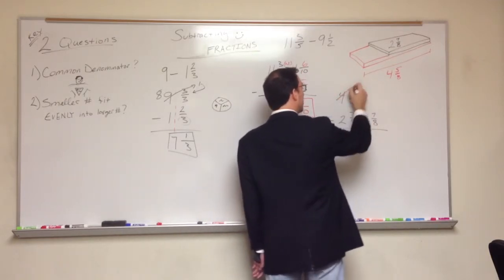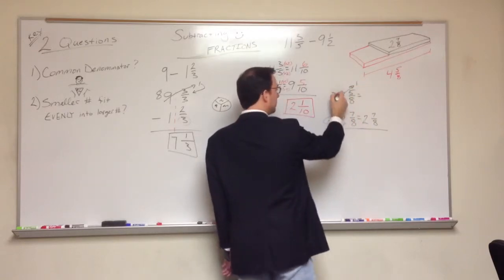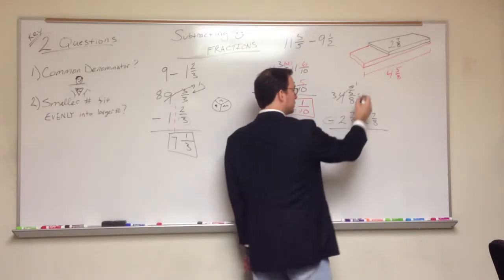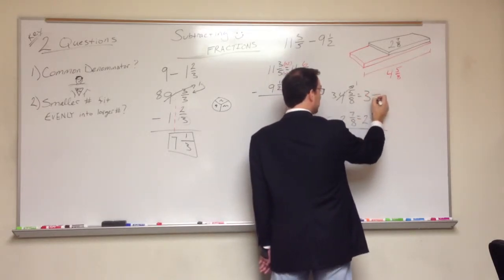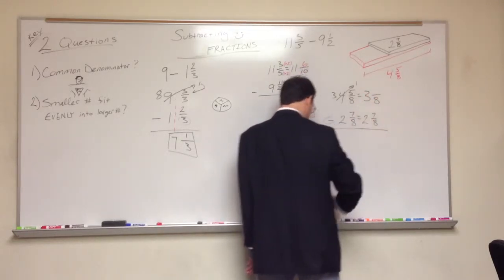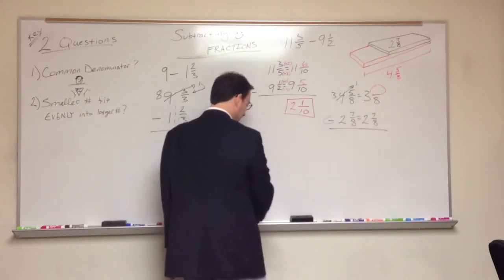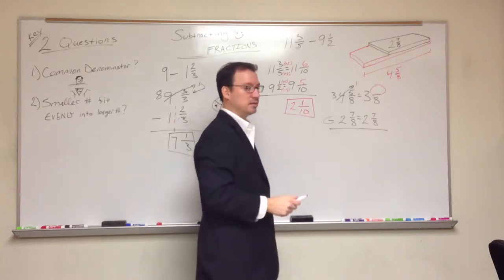And I know I'm going to borrow 1 from the 4 that makes it a 3, similar to what we did over there. So I can rewrite the 3. And I know this is going to be 8ths. So all I really need to worry about, the only thing I need to do in all of these steps really, is worry about that one thing.